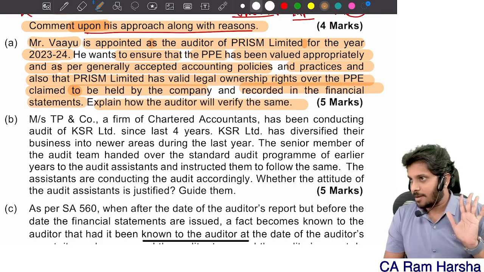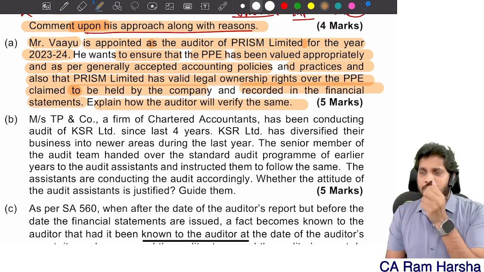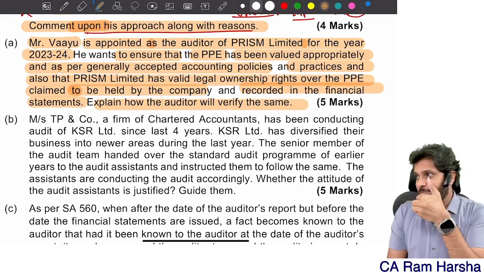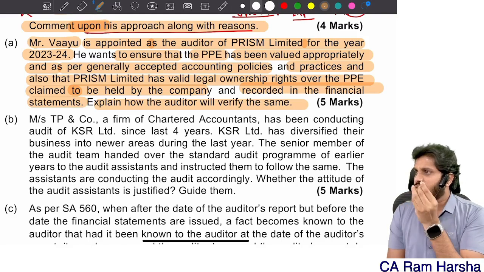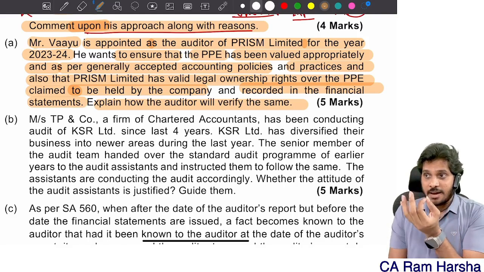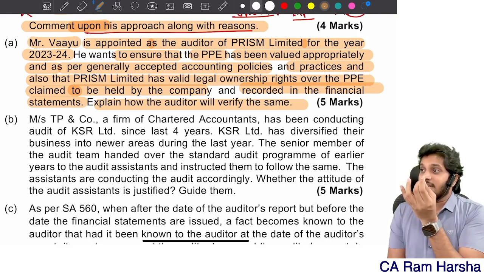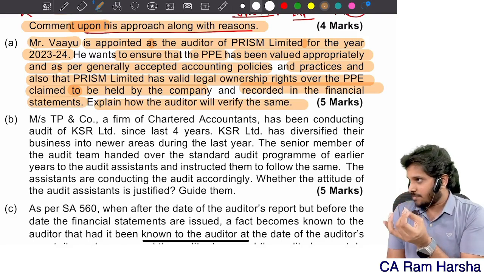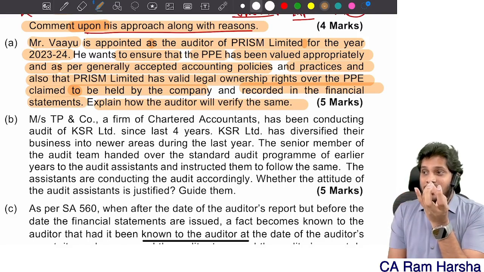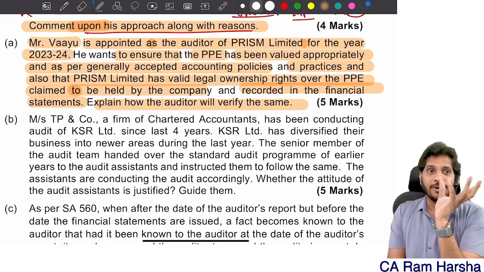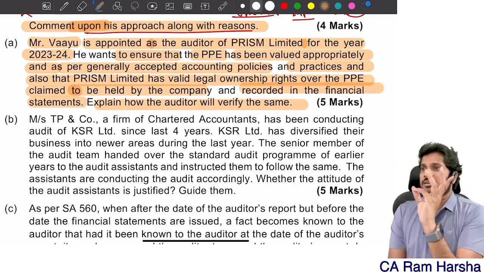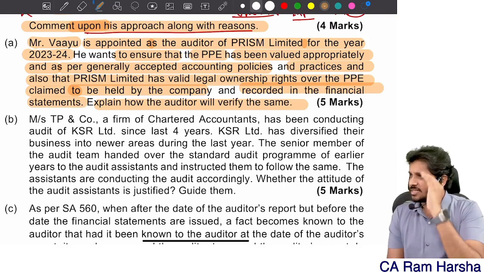Valuation only. PPE valuation. First, look at the items of cost that are capitalized. Original cost, how much is capitalized. For that, verify. Second, what depreciation method they have used, verify. What useful life they have used, verify. Whether residual value is considered while calculating depreciation or not, verify that. If any revaluation or impairment is done, verify that. Like this, you can write some 5-6 points easily with general knowledge.